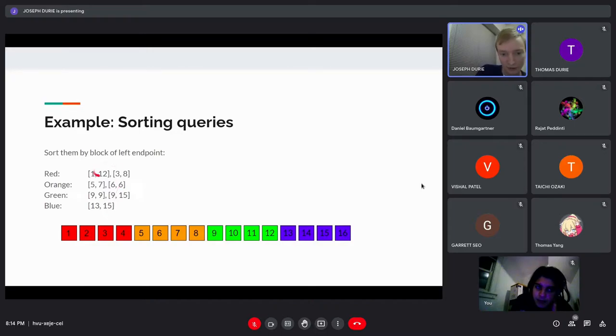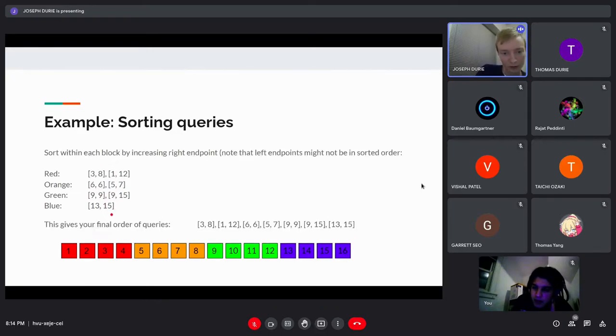Okay, and then within each of these groups, we're going to sort them by increasing right endpoint. And notice that this might mean the left endpoints are not sorted, right? So for the red list, 8 is smaller than 12, so we put this one first, even though the left endpoints are no longer sorted. Same thing here, 6 is smaller than 7. 9 is smaller than 15, and here we only have 1. And then to get the final order of queries, we just go through each of these lists in order of the blocks. Okay.